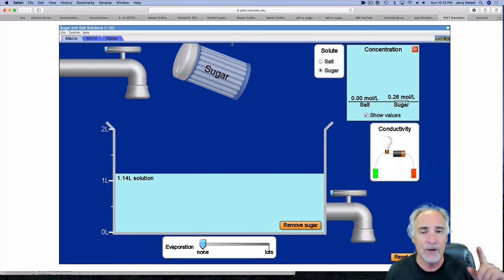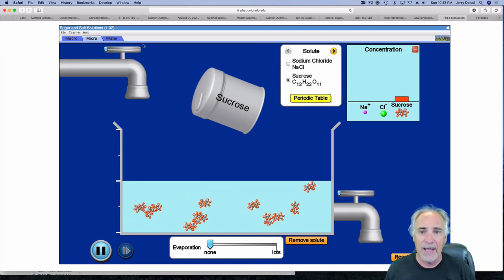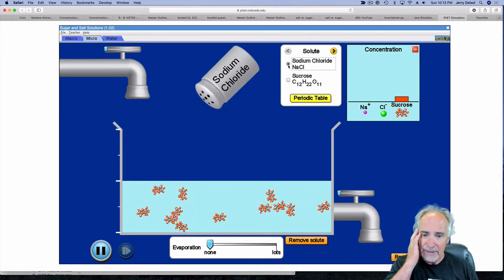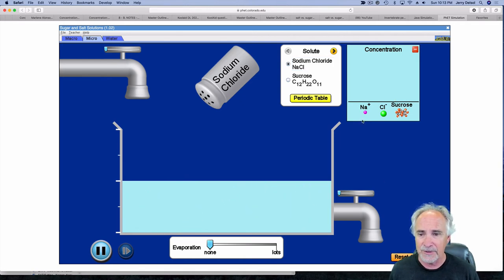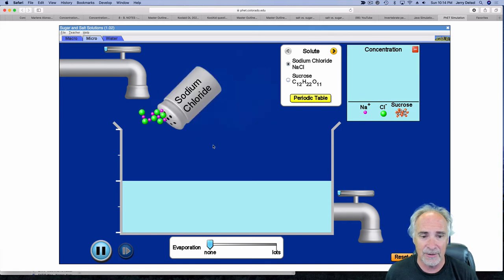So let's take a look maybe under the hood a little bit. So let's go to micro. And I'm going to start with sodium again. I'm going to reset everything here. Okay, here we go. We're going to do sodium chloride first. Sodium chloride has two elements, sodium and chloride, and those come together and form an ionic bond, and that's important. So let's go ahead and shake all of this out.